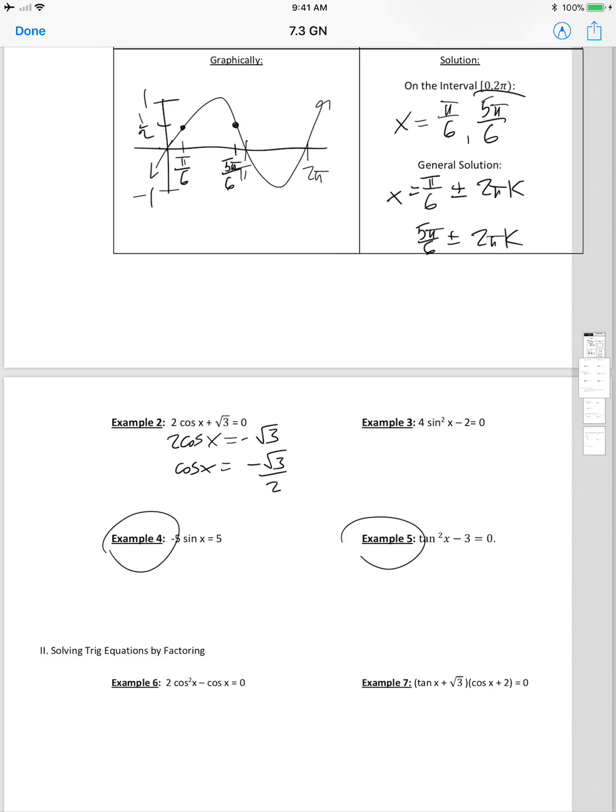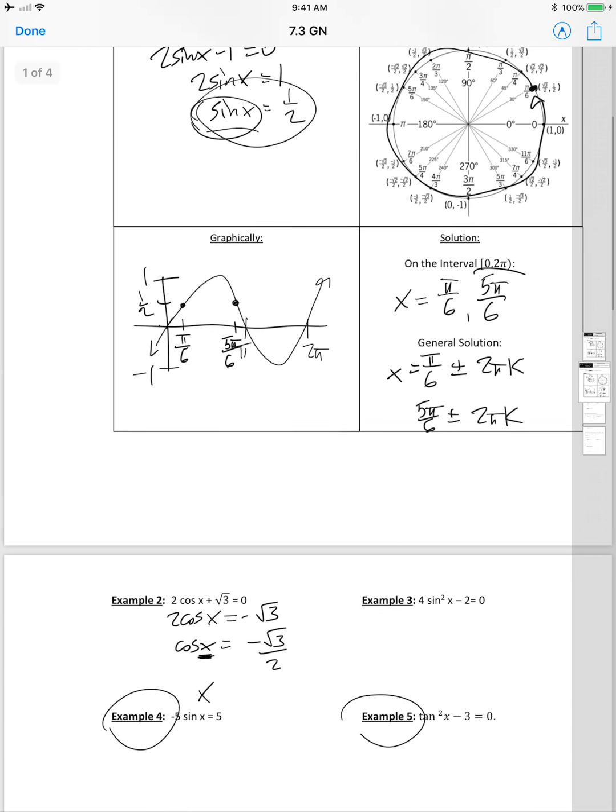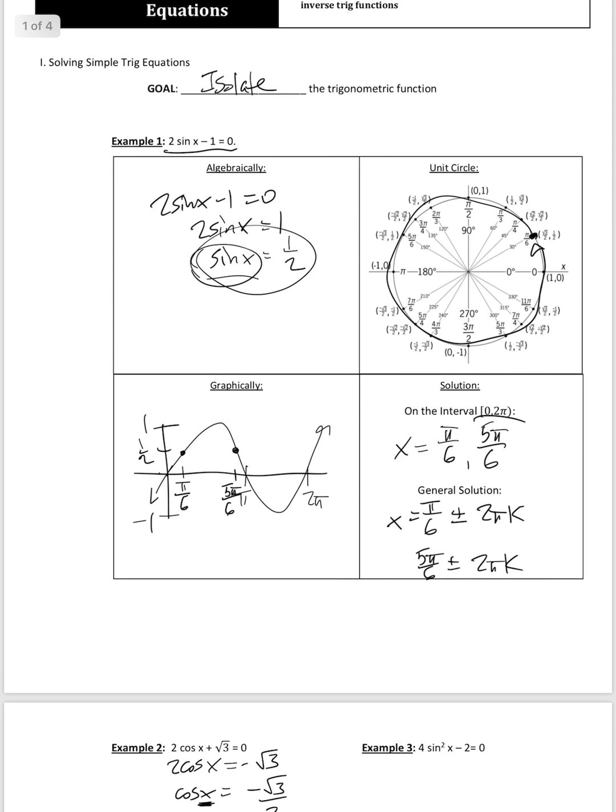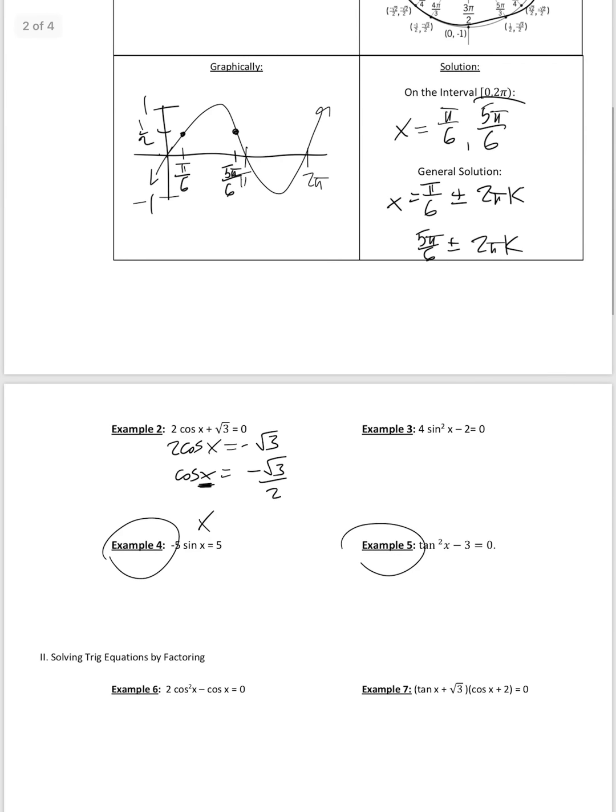So when I'm solving for x, I'm asking myself, what value of x here will give me cosine equal to negative square root of 3 over 2? So hopefully you have this memorized. If not, we can look at our unit circle. Just remember that you will not have your unit circle with you. You will have to know it yourself. So yes, we're back to knowing the unit circle.